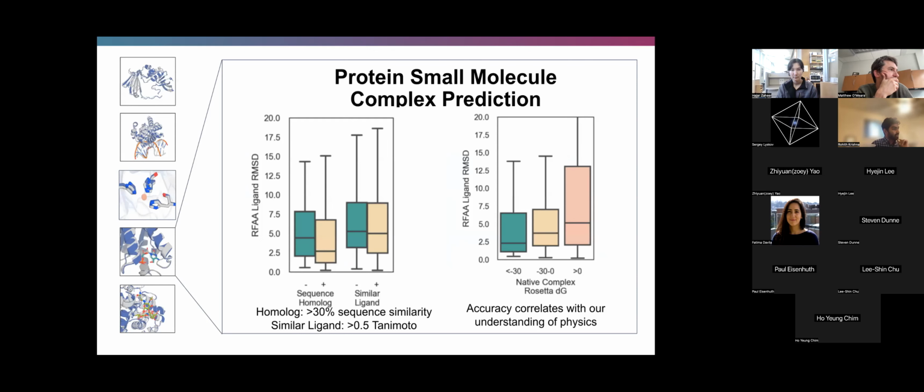And the really interesting thing, though, is that if you look at the correlation, so if you take the native complexes and you measure the Rosetta energy of those, the accuracy of RoseTTAFold All-Atom really correlates with how tightly Rosetta thinks that these two things are going to bind. So, it might be getting there in different ways, but the accuracy does correlate with some notion of our previous understanding of physics. And I think that does explain how the network's able to make accurate predictions on cases that were not seen in the training set.